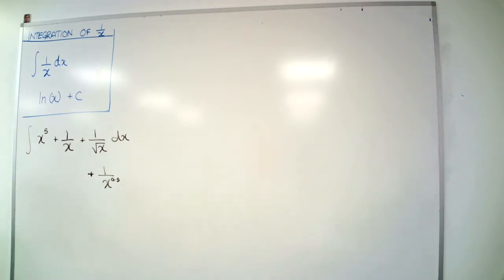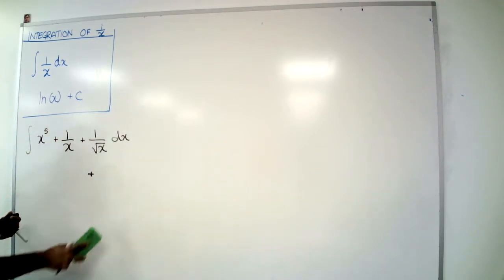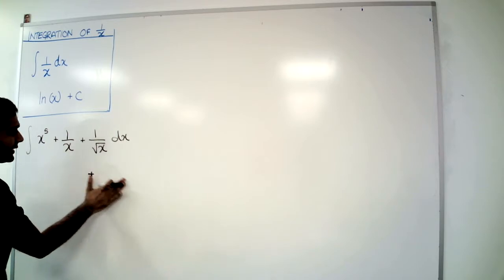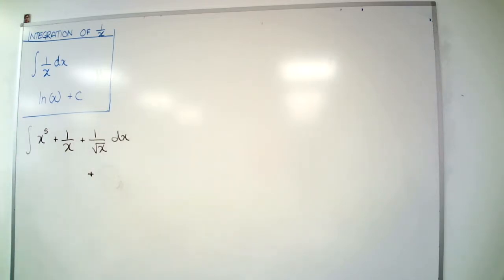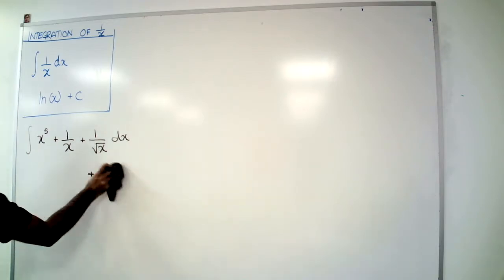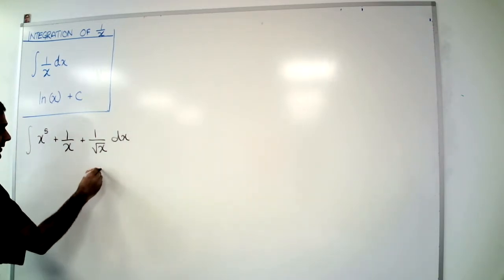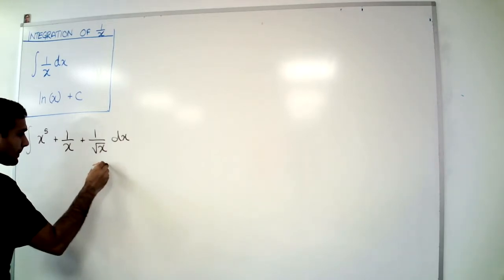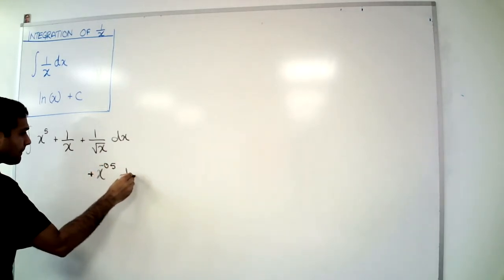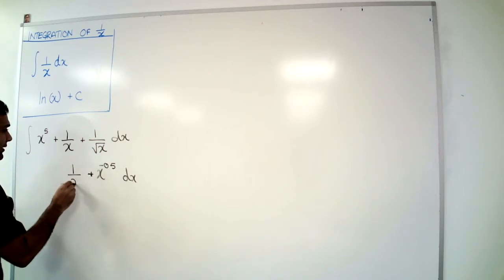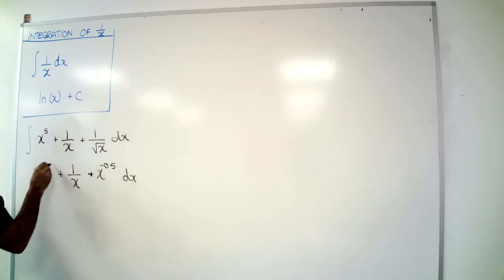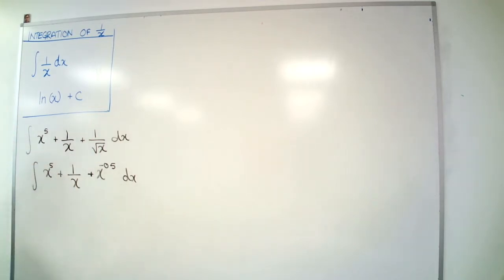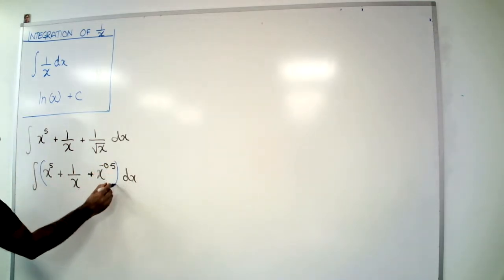Or I can move this 0.5 up, and I can just write this thing as x to the power of minus 0.5. So that can be x to the power of minus 0.5. And then I go 1 over x plus x to the 5. Now, if I want to integrate these bits, I need to integrate them separately.